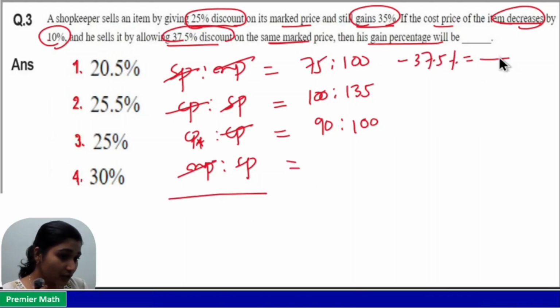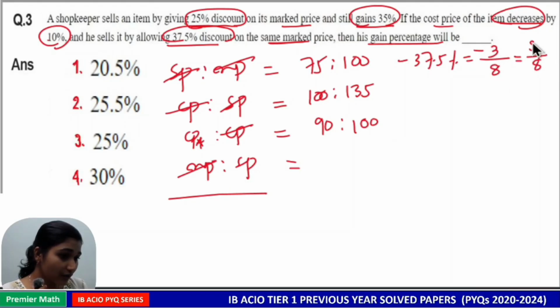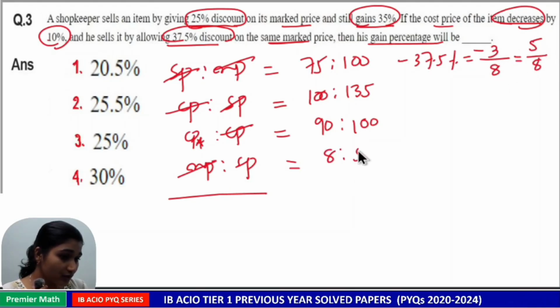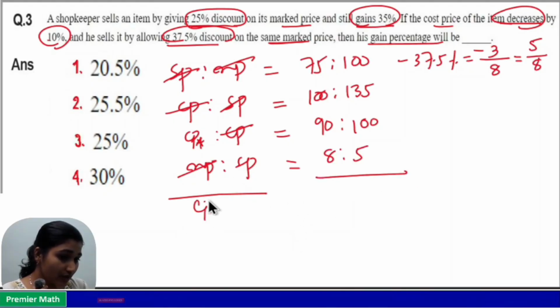37.5% means 12.5 goes 3 times in 37.5 and 8 times in 100. If 8 parts is the mark price, then 3 parts is the discount. Then 8 minus 3, 5 parts is the selling price. Then 8 is to 5 is the mark price to sell price ratio. Here from this I will get the new CP to sell price ratio, which is equal to 100, 100 cancel.